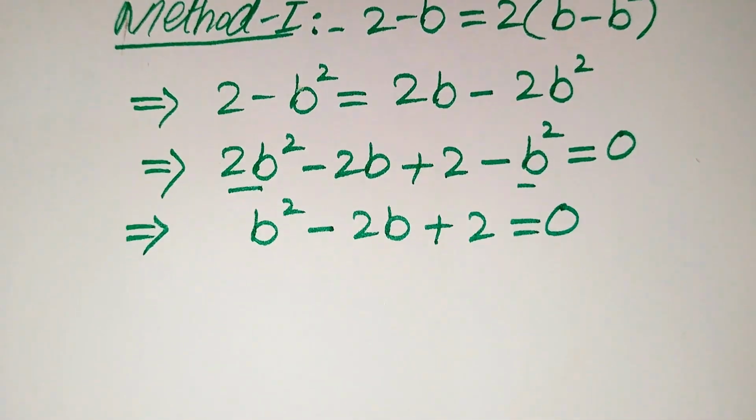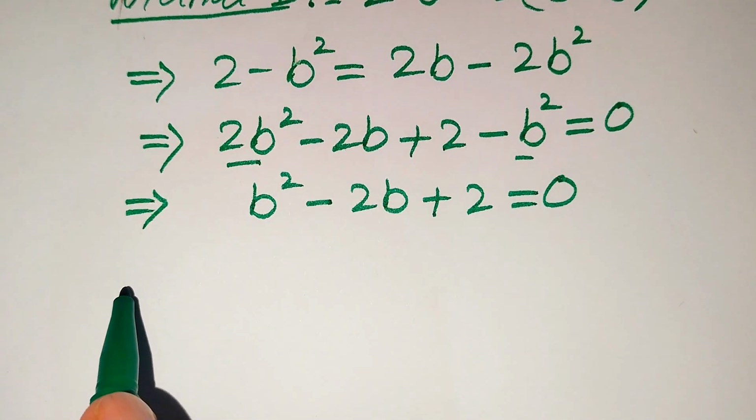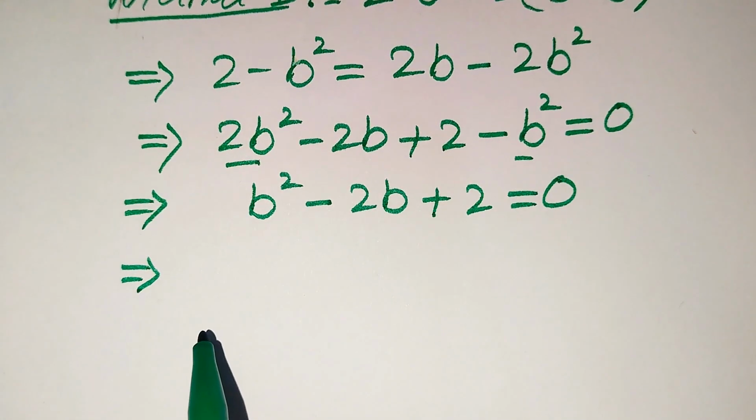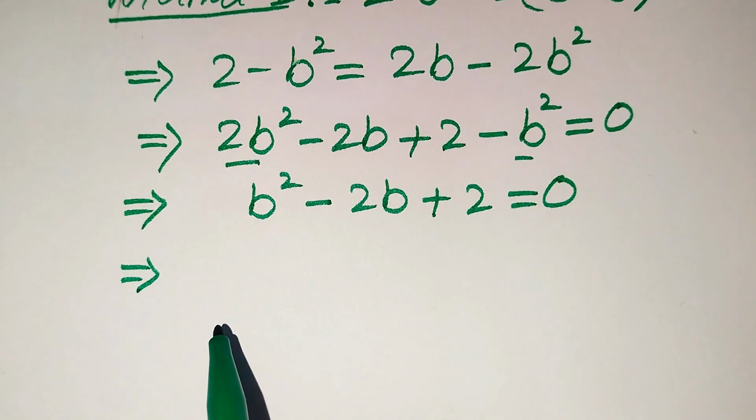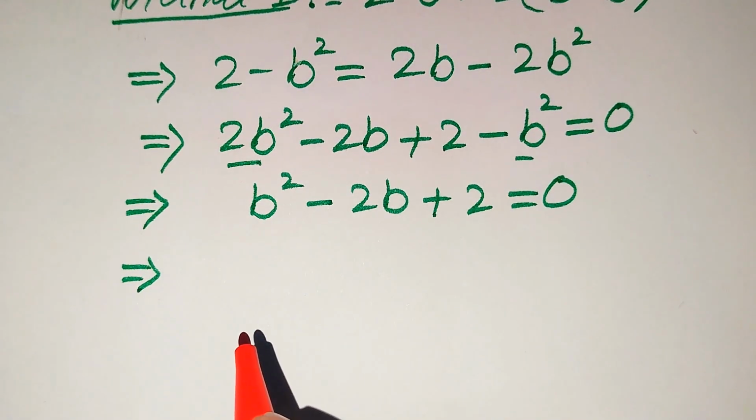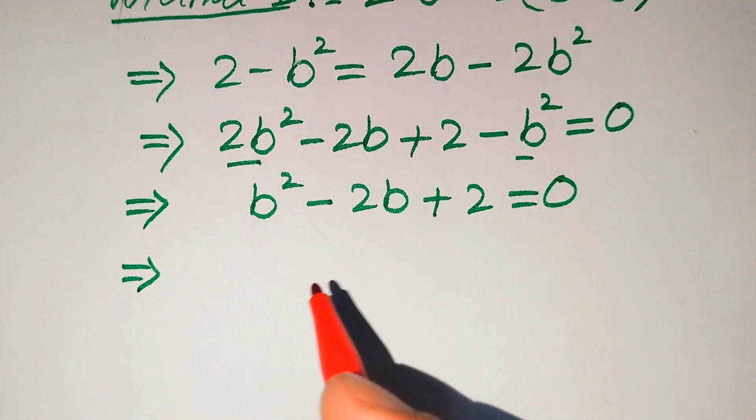So here in the next step you see this is a quadratic equation, and we know that there are three methods to solve a quadratic equation. The first method is the factorization method, the second one is the completing the square method, and the third one is by applying the quadratic formula. So here we apply the quadratic formula to solve this quadratic equation, and for this we need to write the coefficients of this equation.